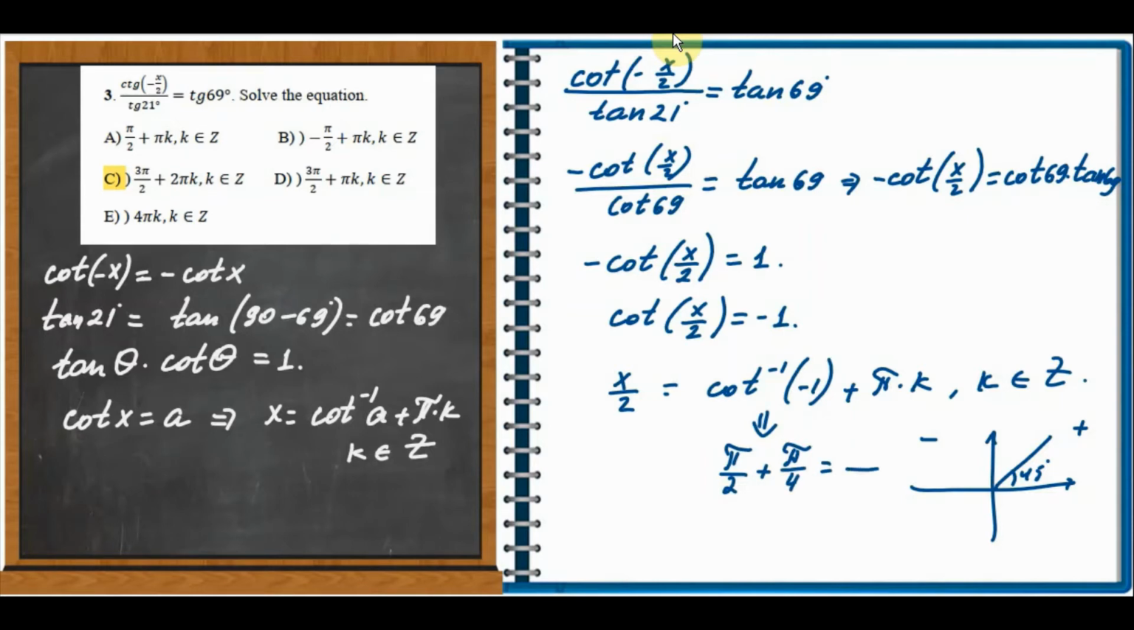We'll get, 4 will be common denominator, 3 pi over 4. Now let's write x over 2 equals 3 pi over 4 plus pi multiplied by k, and k's are integer numbers. X will be 3 pi over 2 plus 2 pi multiplied by k, where k's are integer numbers. Now the correct answer is C.